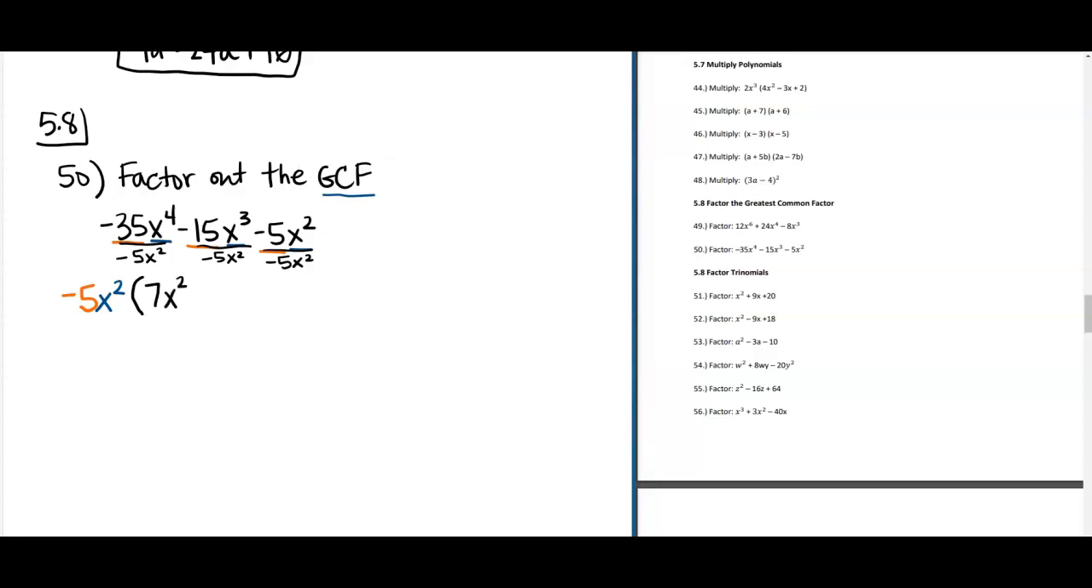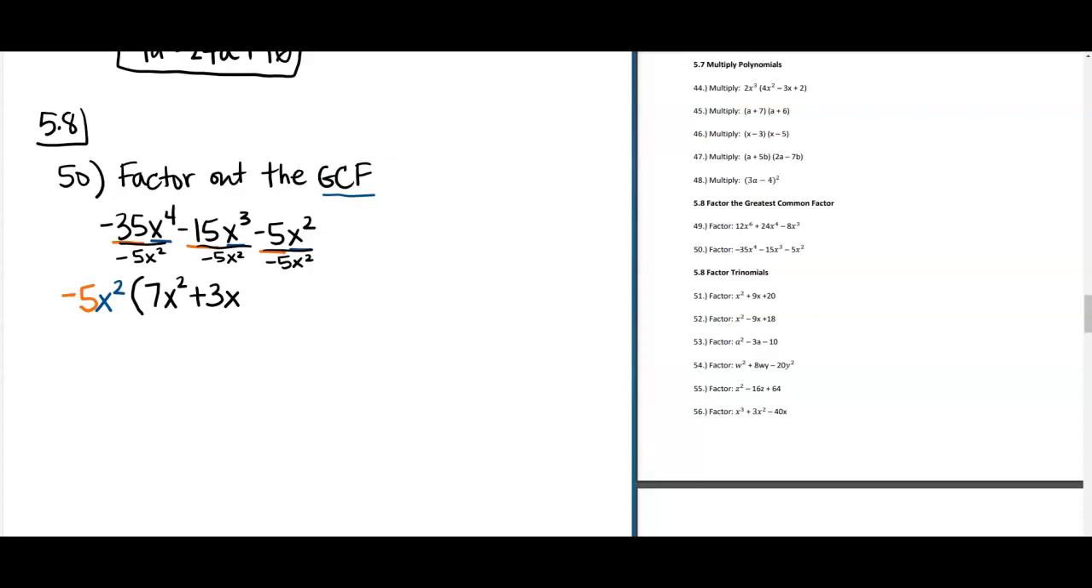All right, remembering our properties of exponents, when terms are connected by division, we subtract those exponents. Then on the next term, negative 15 divided by negative 5 gives us a positive 3, and then x to the third divided by x squared is just an x. Right?